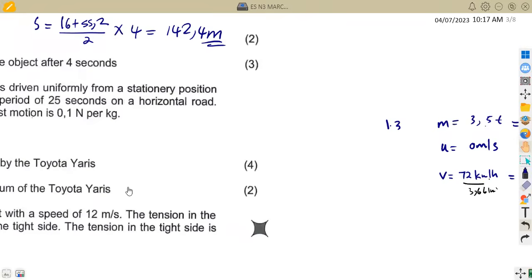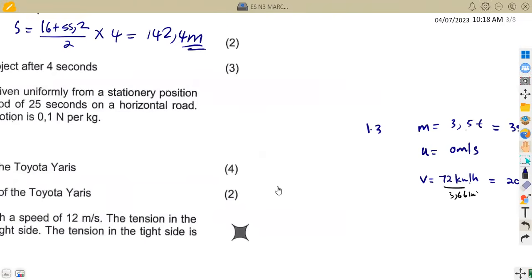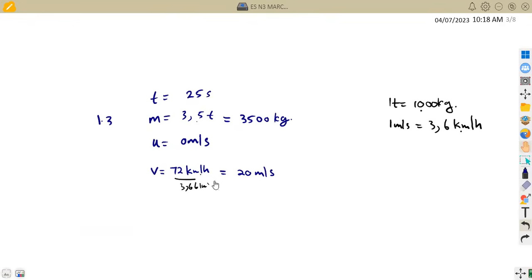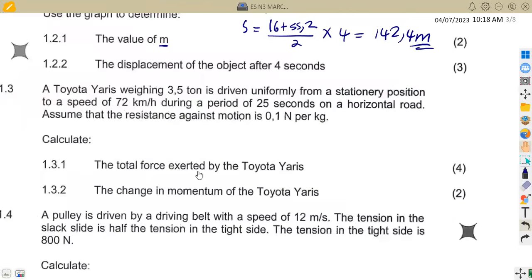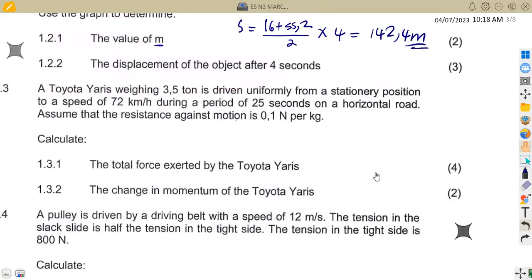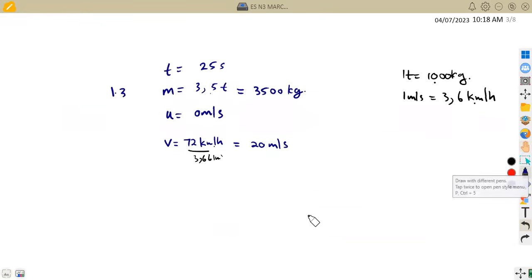And also we are given the time frame, a period of 25 seconds. So that is the time that was taken for this process, 25 seconds. Also, we are given the friction, which is the resistance against motion, of 0.1 Newton per kg, which means each kg is being affected by 0.1 Newton in terms of the frictional resistance. So that's 0.1 Newton per kg.